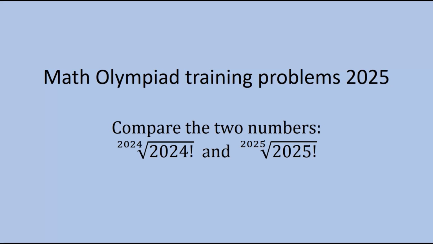This is a video of the series Math Olympiad Training Problems of 2025, and we are going to discuss today an inequality, or better said, a comparison between two numbers. The statement of the problem is: compare the two numbers, the nth root of 2024 factorial with index 2024, and the root of 2025 factorial with index 2025.